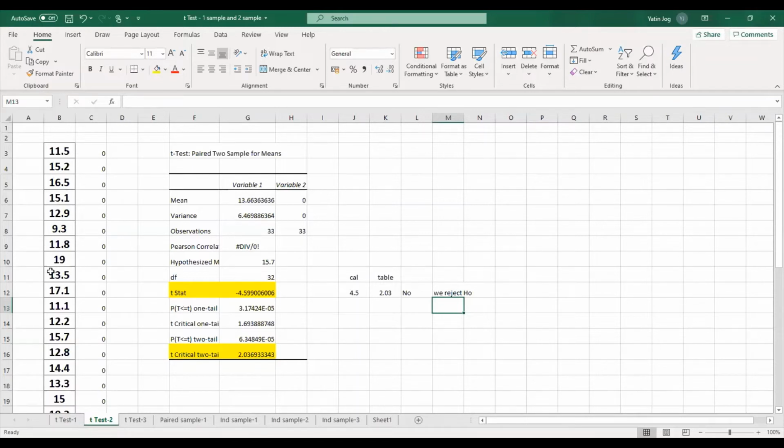I guess Japan sir told the intervals for 95, 99 and 90%. And then we have seen that 15.7 is not part of any of the interval estimations, correct? And because of that, we say we reject H0.